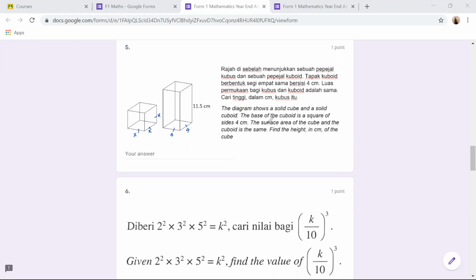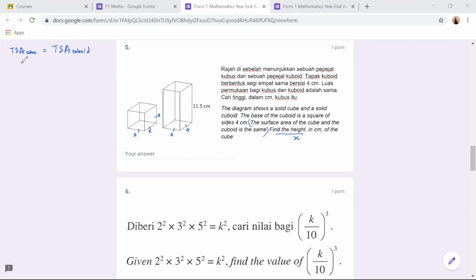The total surface area of the cube and the cuboid is the same. So we need to find the height of the cube. That means we need to find the x. So the important information is here: the surface area of the cube and the cuboid is the same. So the total surface area of the cube is the same as the total surface area of the cuboid.